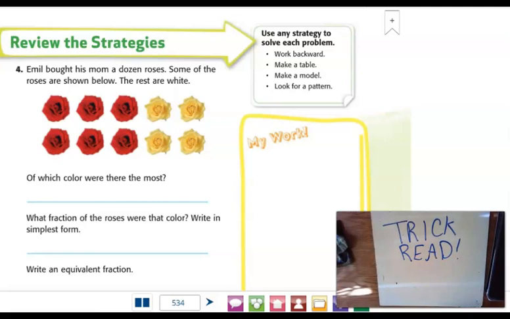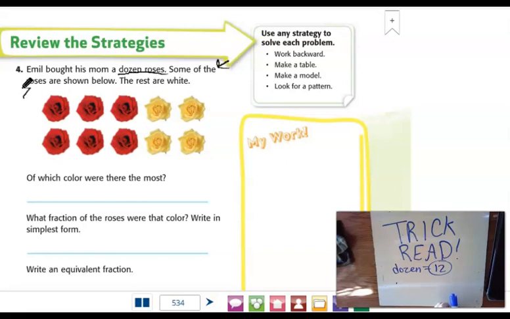Okay, it says Emil bought his mom a dozen roses. If you don't know how many a dozen is, you're going to get the wrong answer. So the first thing you need to know is a dozen doesn't equal what it's showing in the picture. A dozen actually equals 12. And if you count in the picture, they're showing 1, 2, 3, 4, 5, 6, 7, 8, 9, 10. So they're not showing the full amount of roses that Emil bought. Okay? Some of the roses are shown below. That's where the trick comes in, ladies and gentlemen.